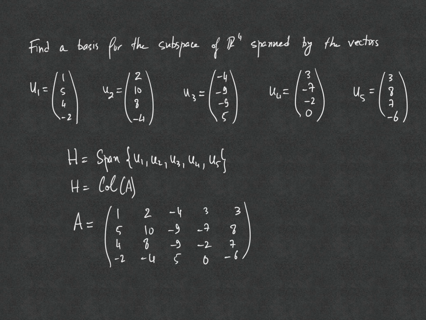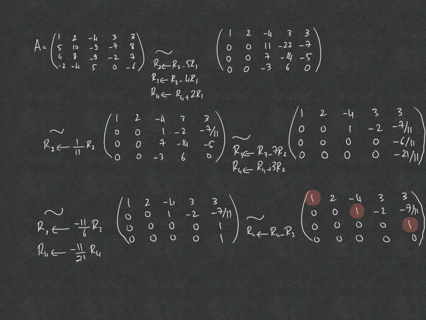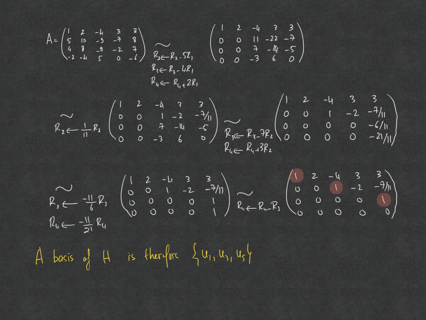Now all we have to do is to find the pivot columns of A, as we know that the pivot columns of A form a basis for the column space of A. Now a series of elementary row operations on A give this row echelon form of A, showing that the pivot columns of A are the first, the third, and the fifth column. Therefore, the vectors U1, U3, U5 form a basis of H.